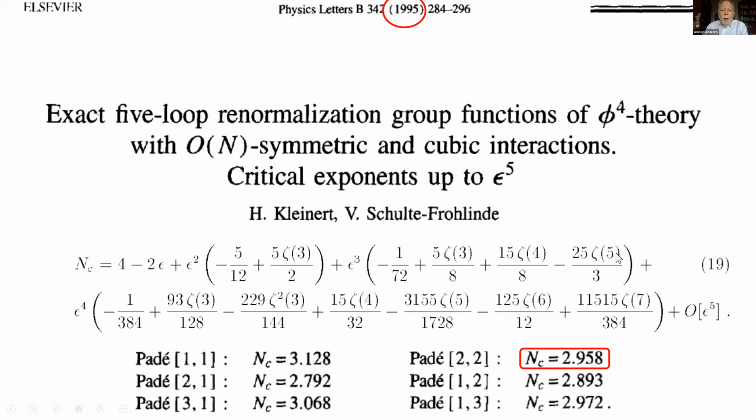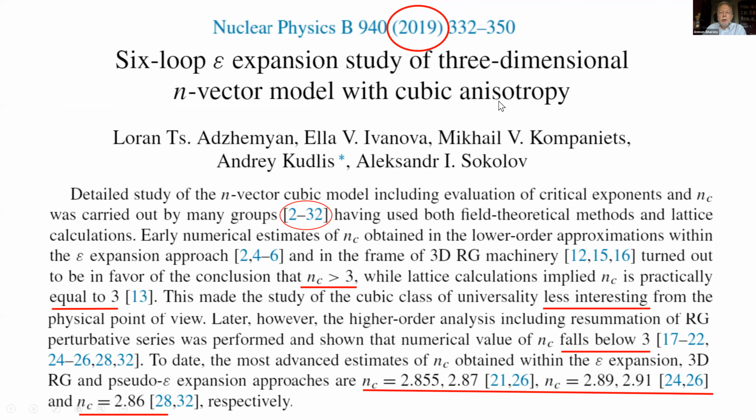Okay. Here is a 5-loop renormalization group expansion in the epsilon expansion from Kleinert and Schulte-Frohlinde. From doing Padé expansions, they got this result for NC, and they concluded from several Padés that NC apparently is close to 3, but below 3. And then, I cannot see the upper part because of the zoom, but I think three years later came this paper. I think this was from 2019. You guys can see the top, I cannot.